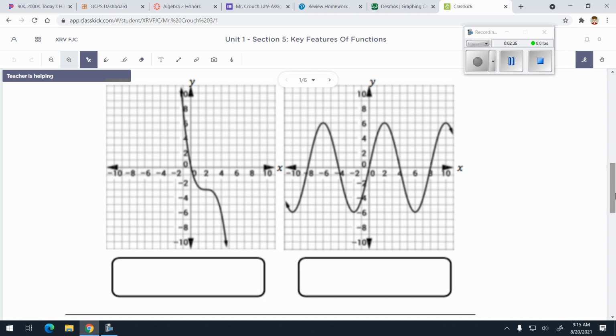Number 3, definitely not symmetric over the y-axis. I think that's pretty obvious. Is it through the origin? No. So therefore it is neither, or "neither," whatever your heart desires. Everybody says it a little differently.